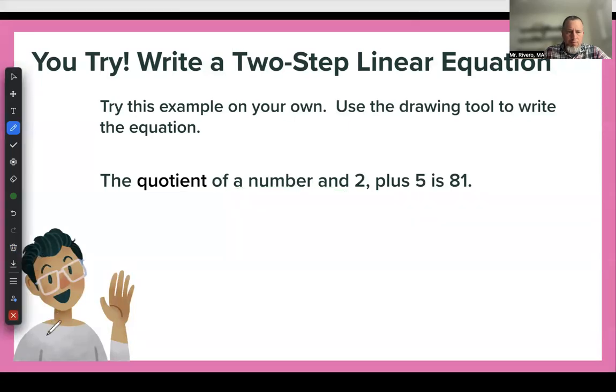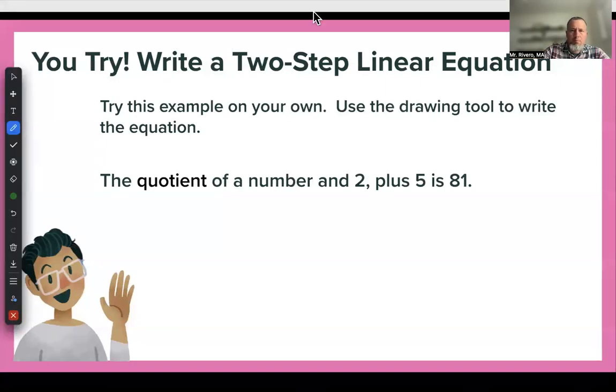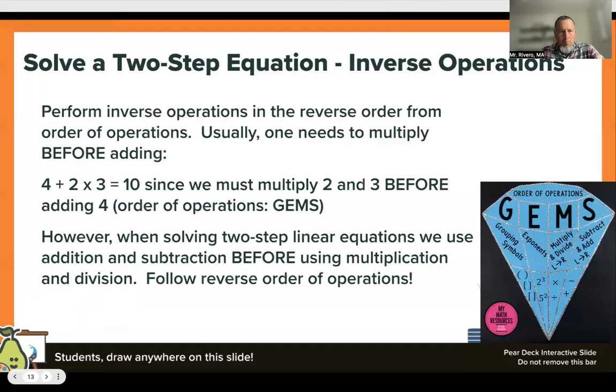Go to the next page. Now, perform inverse operations in the reverse order from order of operations. Usually one needs to multiply before adding, right? However, when solving two-step linear equations, we use addition and subtraction before using multiplication and division. So it's like following the reverse order of operations.